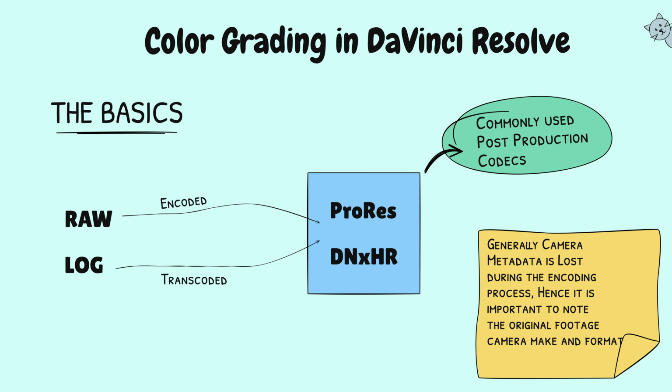During the encoding process, the metadata that is usually stored within the raw or log formats gets lost. Hence, it is quite important to note the details of the camera footage in which it was originally shot. ProRes and DNxHR are the most commonly used formats in post-production.